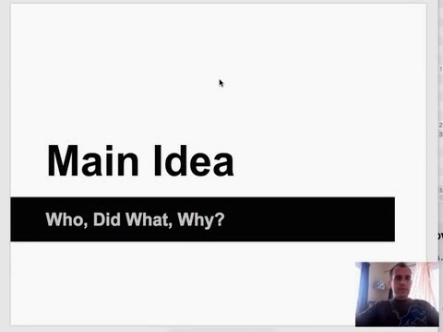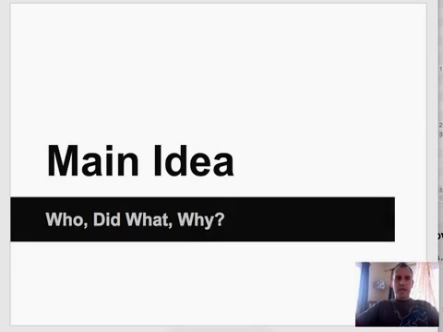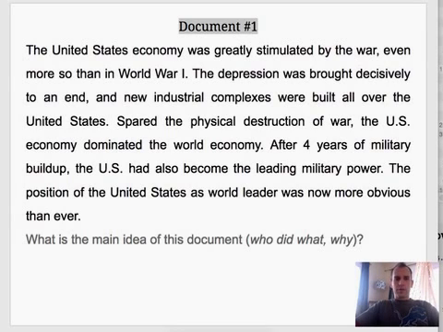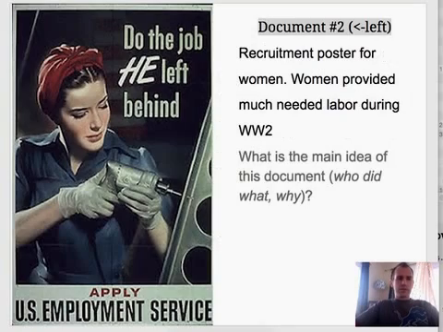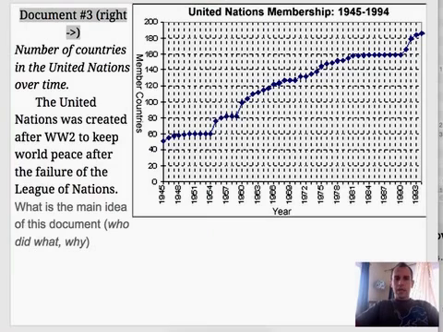And today we're talking about main idea. This is for analyzing relationship between sources. So we got a couple sources here that you may have in front of you. You got this long explanation. Well, it's not super long. You have this poster and you have this chart with a little bit of explanation.